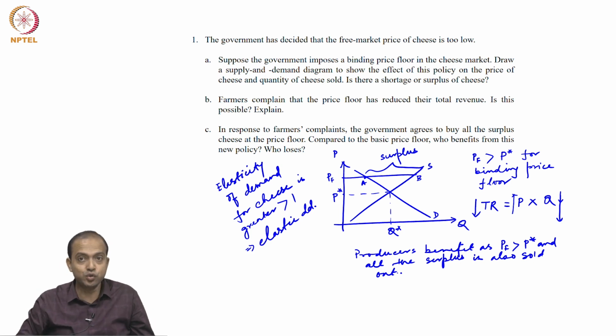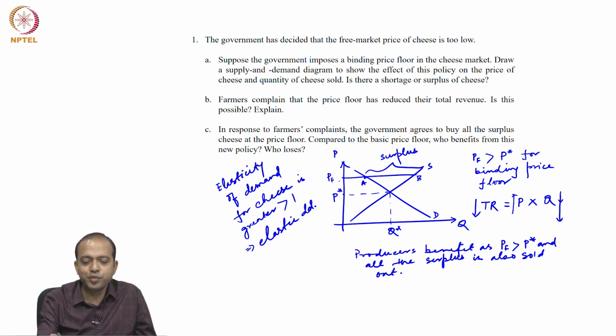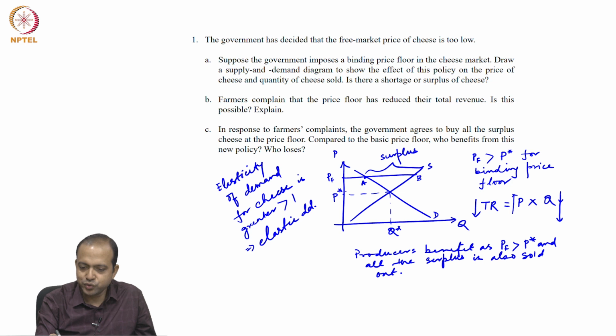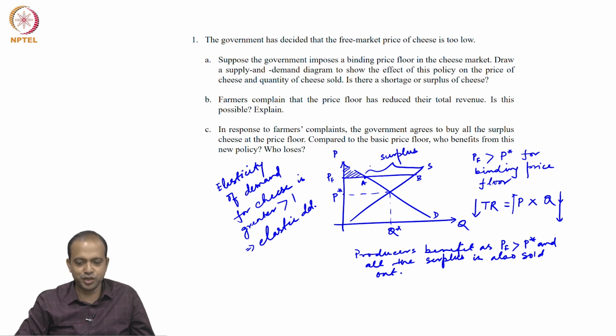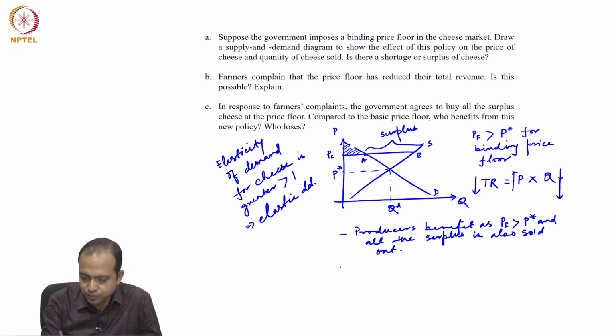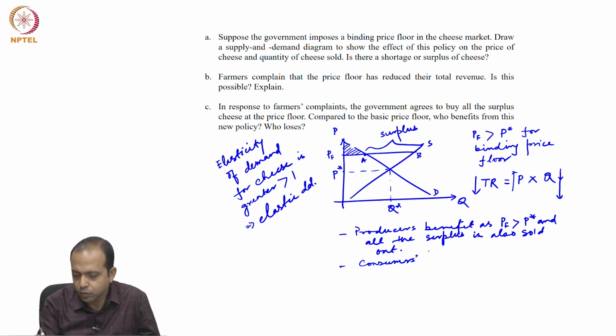But what is happening to the consumer? Consumers are now paying a higher price and are able to consume less. Therefore, this is a loss for the consumer. If you look at consumer surplus, which was earlier above the price line P star below the demand curve, it was much more, but now it is going to be the consumer surplus above the price line PF, but below the demand curve. So, producers benefit, consumers lose.